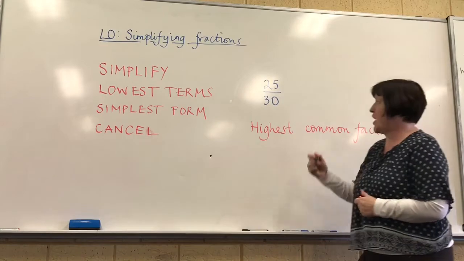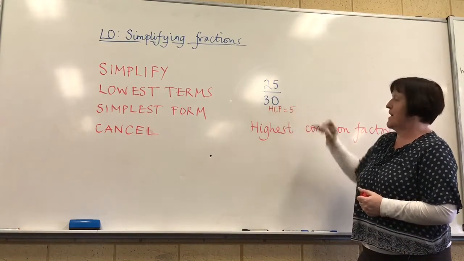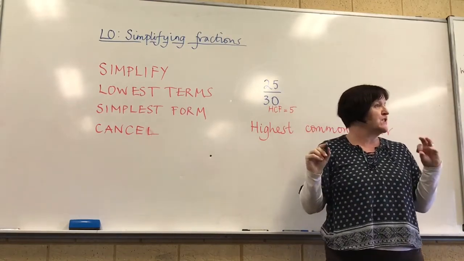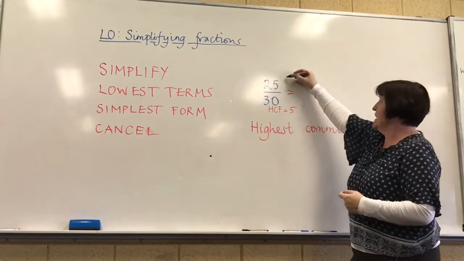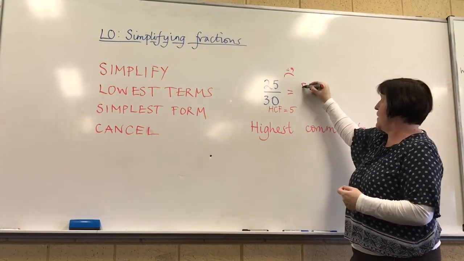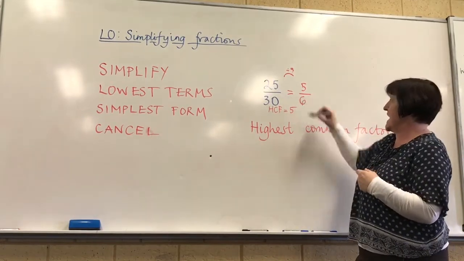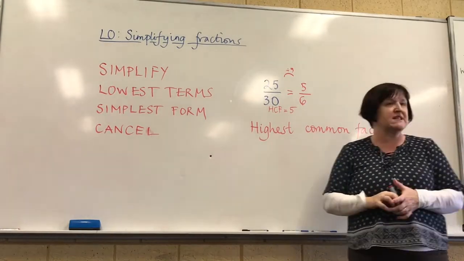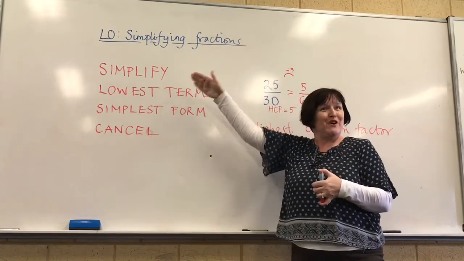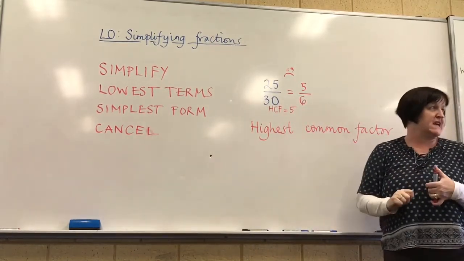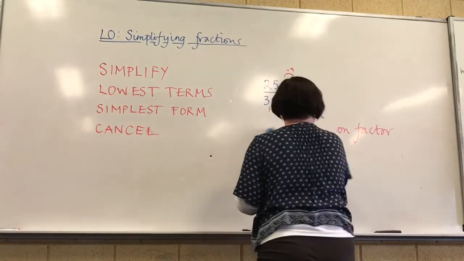5. Well done, 5. So our HCF, or our highest common factor, is 5. And so what we do then is we divide the numerator by 5. So 25 divided by 5 gives us 5. And 30, we have to do the same to, divide it by 5 is 6. So 25/30 in its simplest form, or lowest terms, or simplified or cancelled, is 5/6. Okay, I'm just going to rub out highest common factor because we've talked about that.